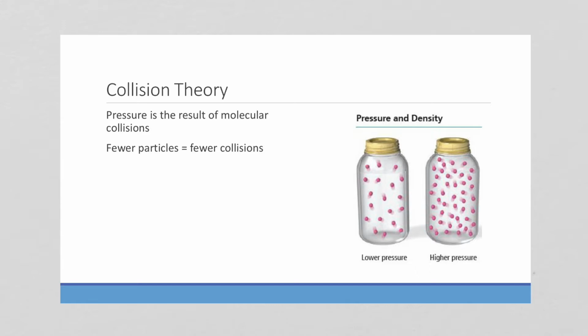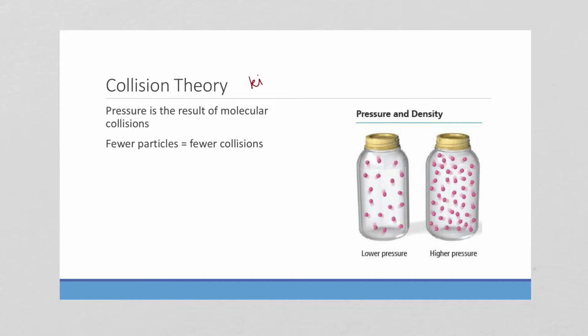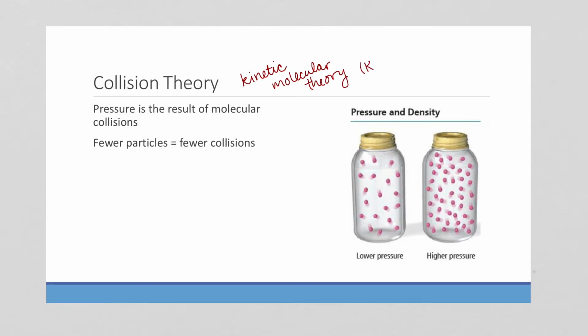So I want to talk briefly about collision theory, and this will come up a little bit later in the chapter, but you may have also heard of kinetic molecular theory in other classes, and it's a way of thinking about how gases behave. And so what we're talking about is a way of explaining what we see. So using these ideas, we are saying that pressure is the result of molecular collisions, and that fewer particles means fewer collisions, which leads to lower pressure.